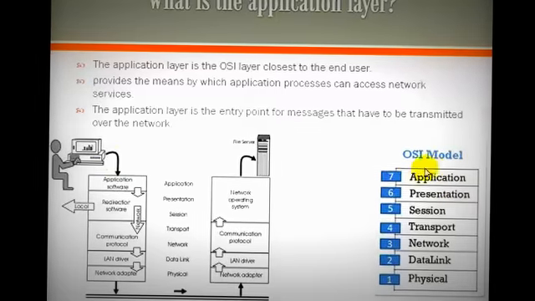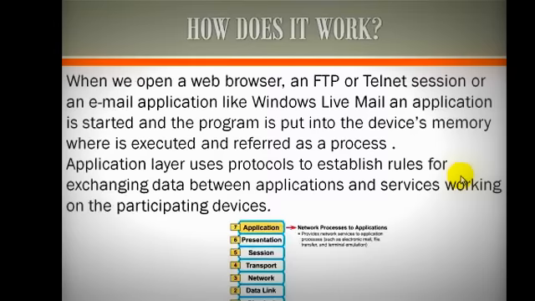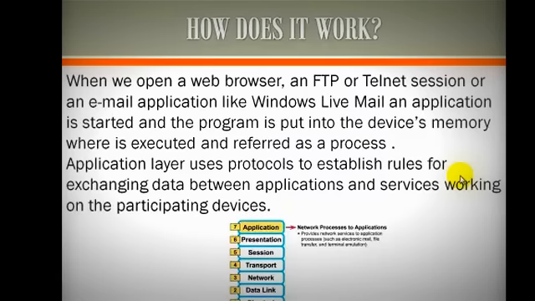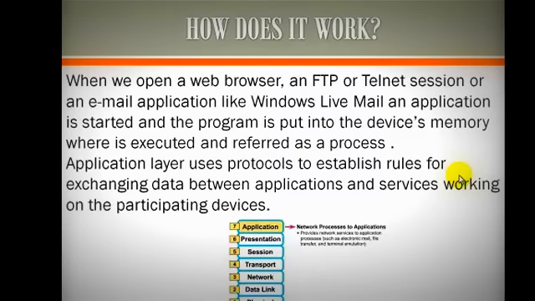How does it work? When we open a web browser, an FTP or Telnet session, or an email application like Windows Live Mail, an application is started and the program is put into the device's memory, where it is then executed and referred to as a process. You can view these processes in your task manager. The application layer uses protocols to establish rules for exchanging data between applications and services working on the participating devices.